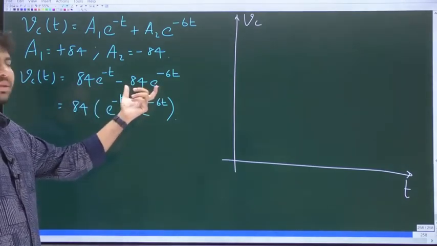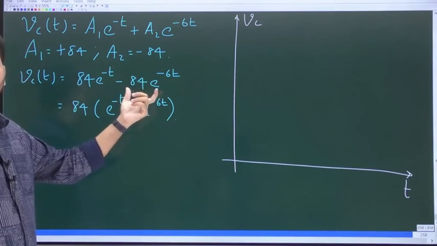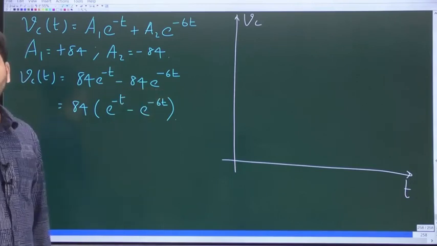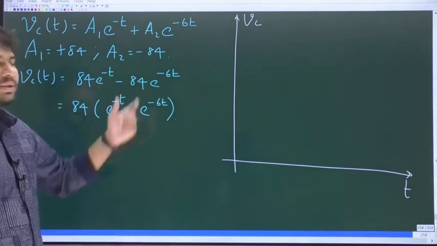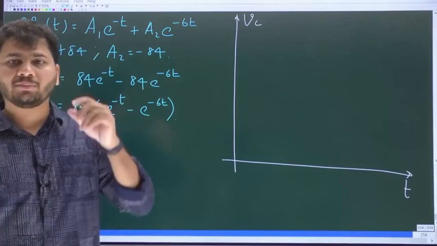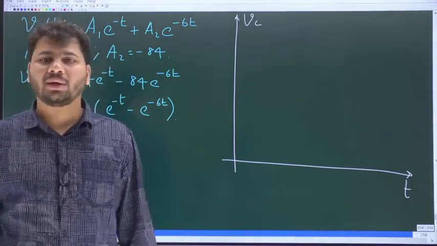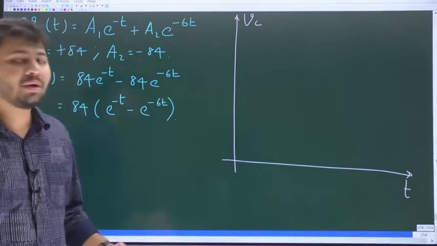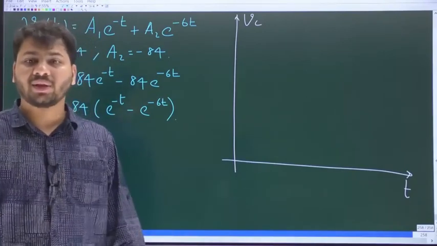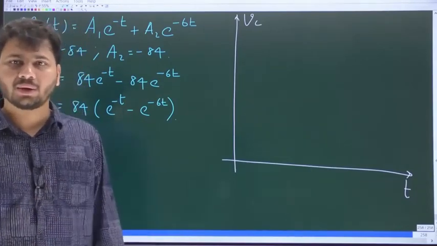Take the second exponential, 84 times e power minus 60t. Again, if you put t equal to 0, it will become 84. So this is 84, this is also 84. That means both the exponentials will start from an initial value of 84, and they will exponentially decay to 0. But both are not going to decay at the same rate. One will decay faster, the other relatively slower.